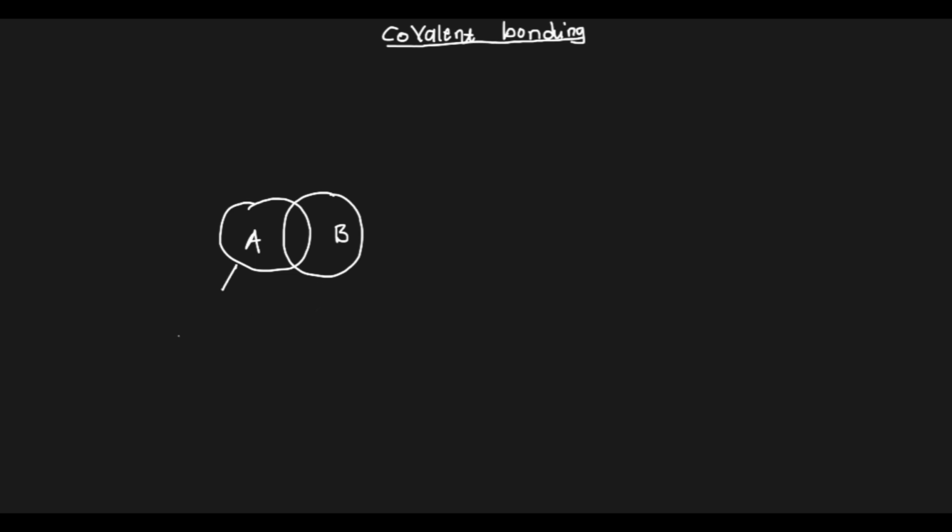So we say atom A is a nonmetal, also atom B. So we are looking at what happens if two nonmetals combine together. Here, the nature of a nonmetal is that it has the ability to gain electrons, so atom B has the ability to gain, so does atom A.